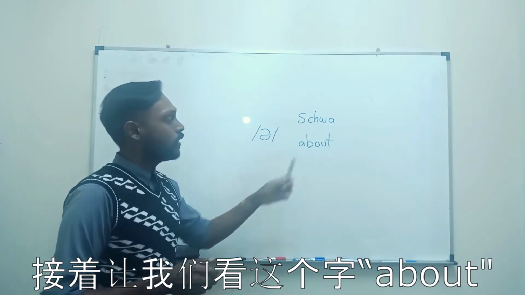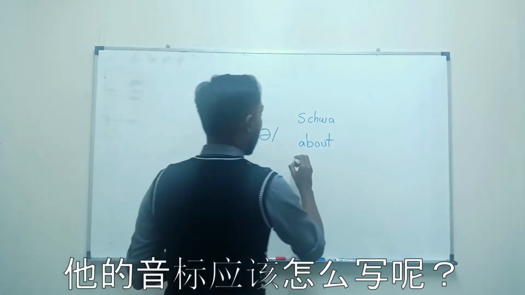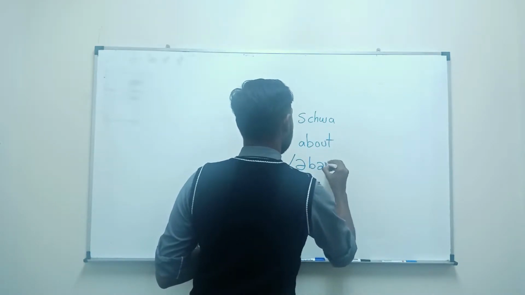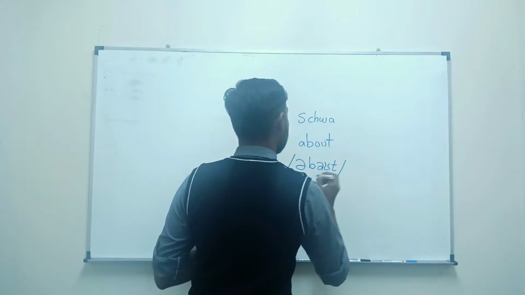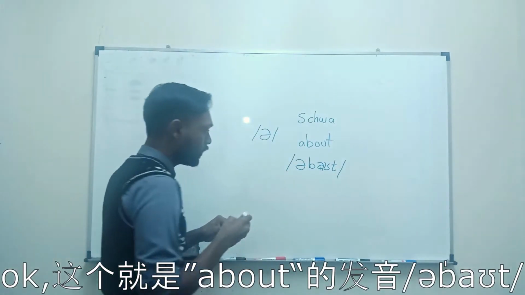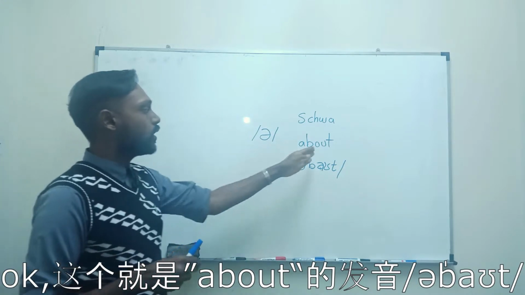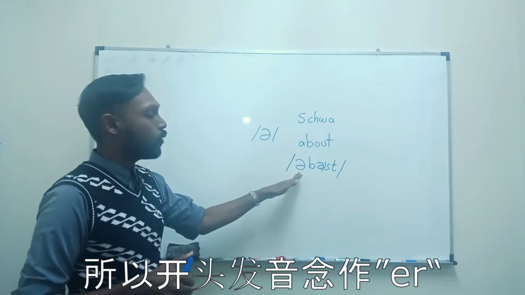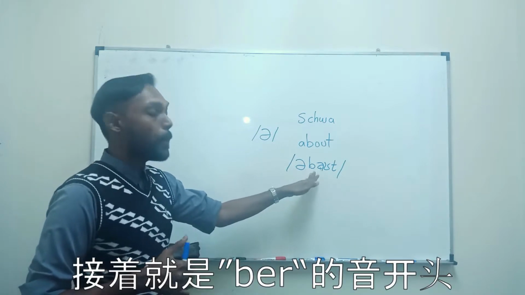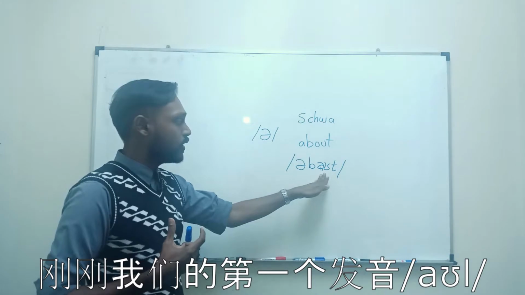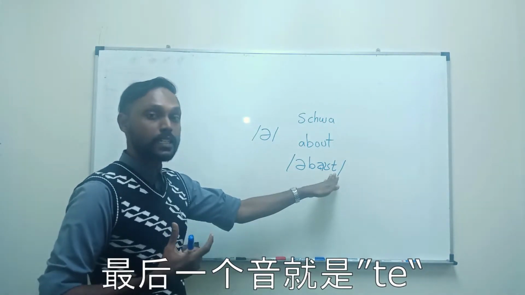So let's look at the word here, about. Okay, how do we write it in a transcription? Okay, so this is the transcription for the word about. We start with the letter with the sound, and then b, ow, the sound that we just looked at just now, and then t.